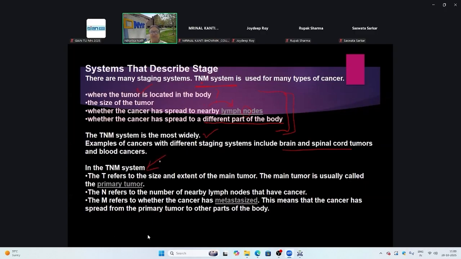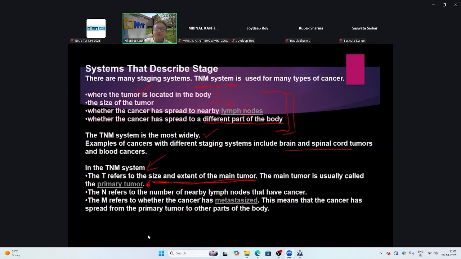So the TNM system is size and extent of the main tumor. Okay, size and extent. How big is it? Is it hitting anything? Is it pushing against a nerve, etc.? So extent of the main tumor, and every kind of cancer has its own way of expressing this. The main tumor, the first tumor, is called the primary tumor. And if it goes to another location, then it is called the distant tumor.